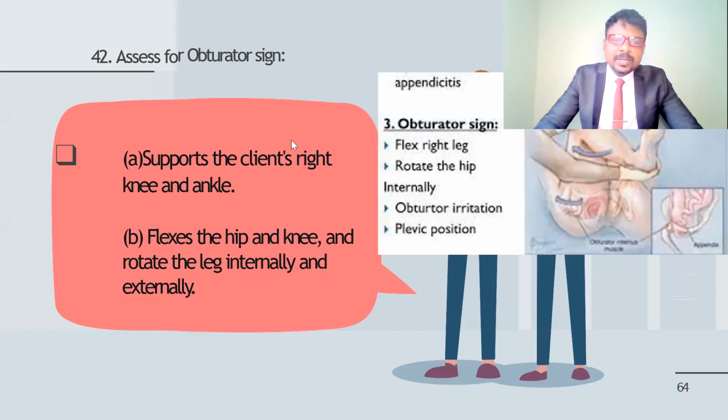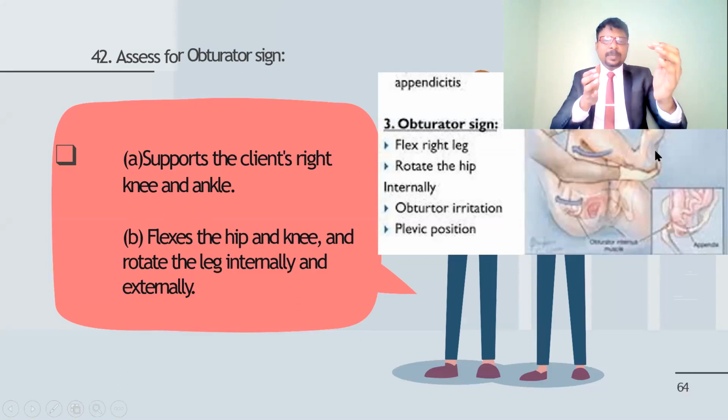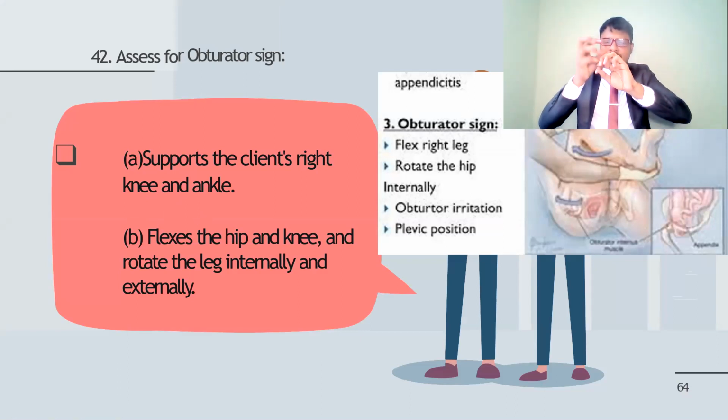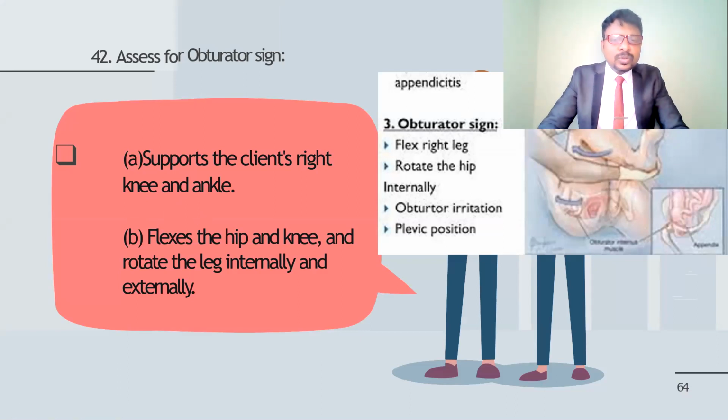So this also supports the client's right knee to the ankle. We have to ask them to flex the right leg and rotate the hip internally. If you do the hip flexion and knee flexion, and then the internal rotation, the head of the femur is rotated internally, so it stretches the obturator internus. So the muscle is going to get irritated.